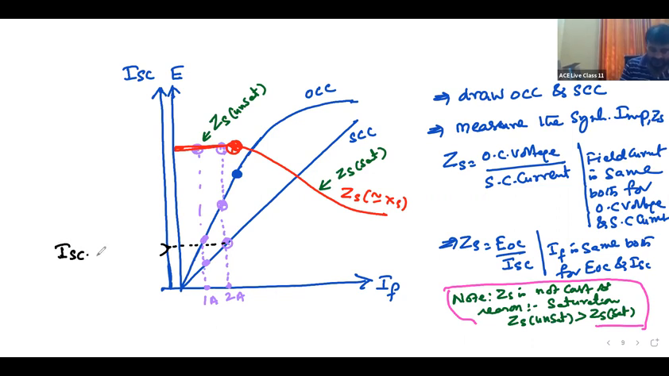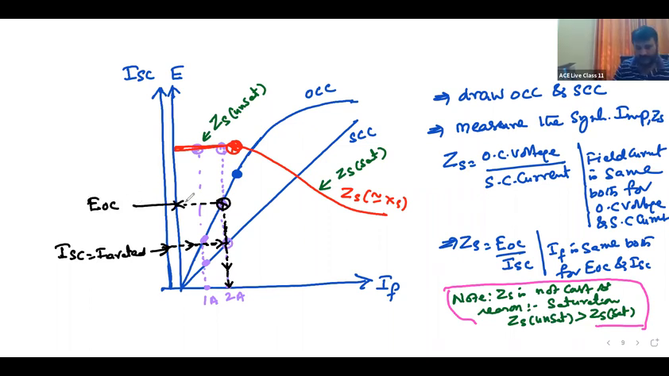ISC is equal to IA rated. For example, the current is 20 amperes. For that current, what is the field current? I am coming to here. This is the field current. Once you know the field current, for the same field current, this is your EOC, the open circuit voltage. Now this EOC by ISC is the ZS. This is the ZS by the synchronous impedance method.